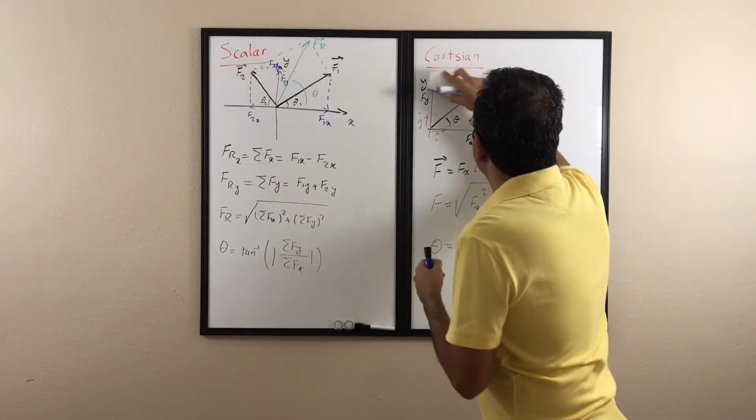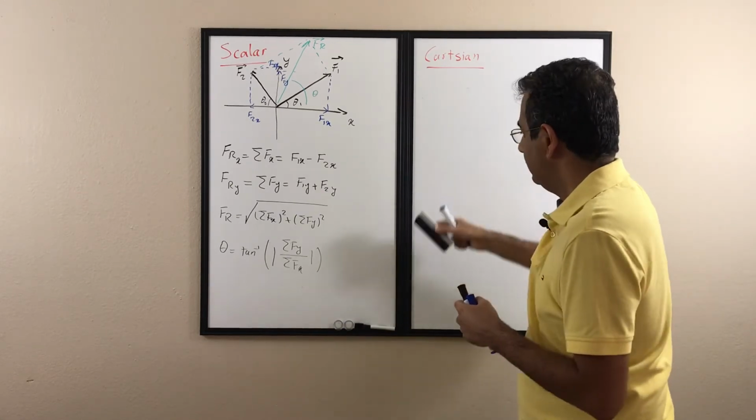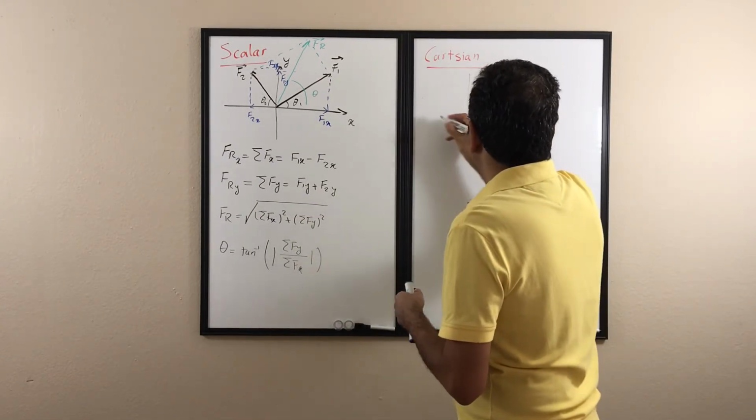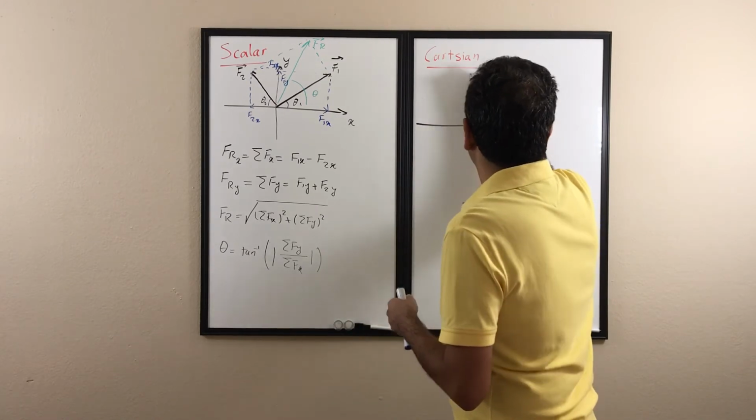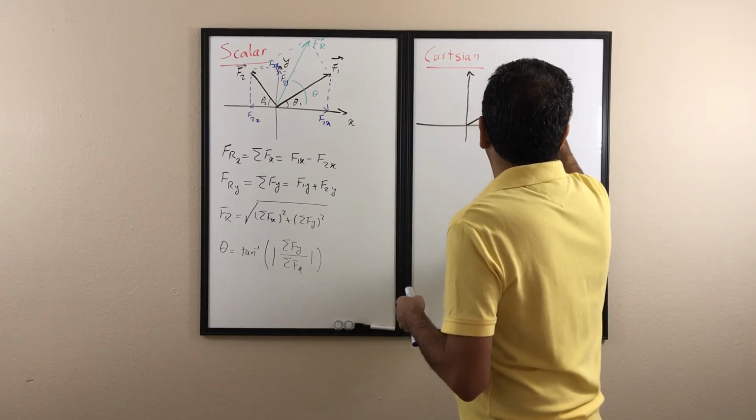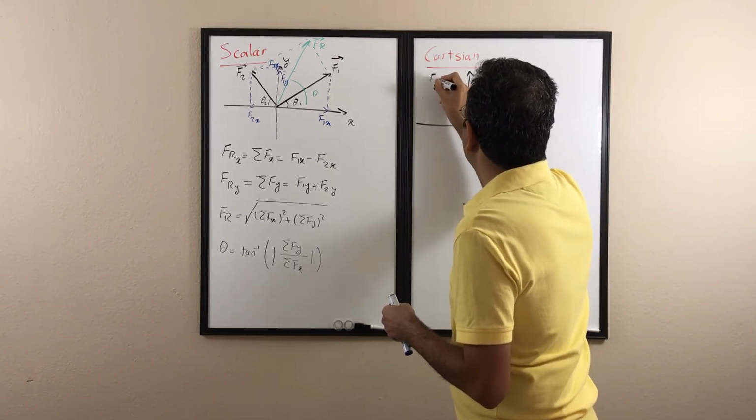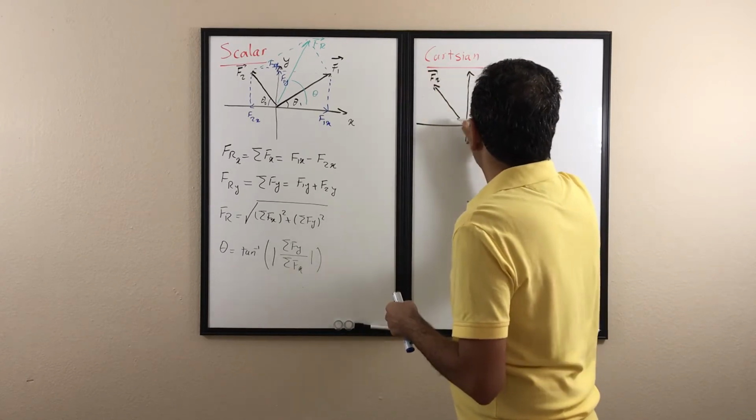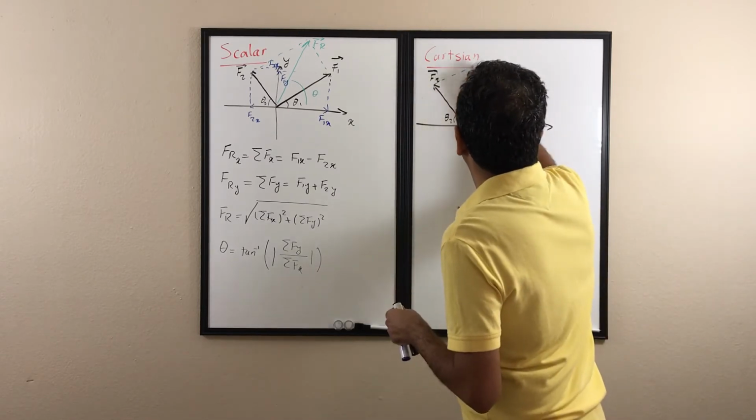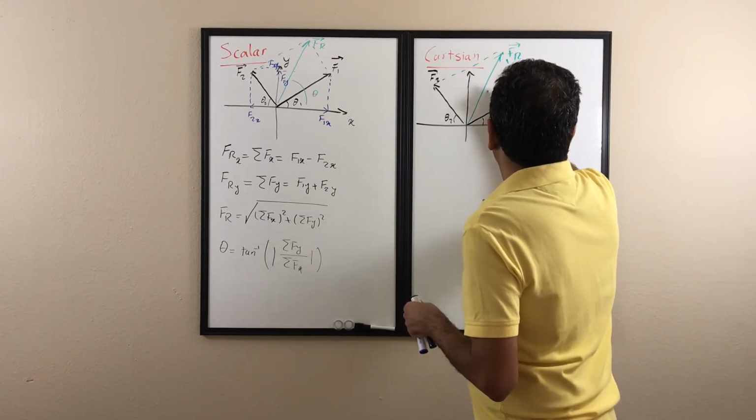So now we're going to look at how we do this calculation in the Cartesian method. So we do the same example for the Cartesian method. Here we are going to have our xy axis, and F1 with angle of theta 1 and F2 with angle of theta 2, and the resultant force is Fr with angle of theta.